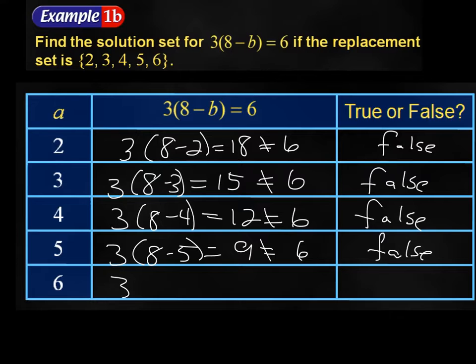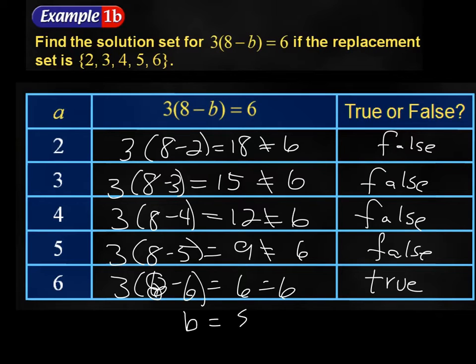Last chance. Oops, got ahead of myself. 8 minus 6 is 2, and 3 times 2 is 6. 6 equals 6. That's our true. So the only value that makes that equation true is b equals exactly 6.